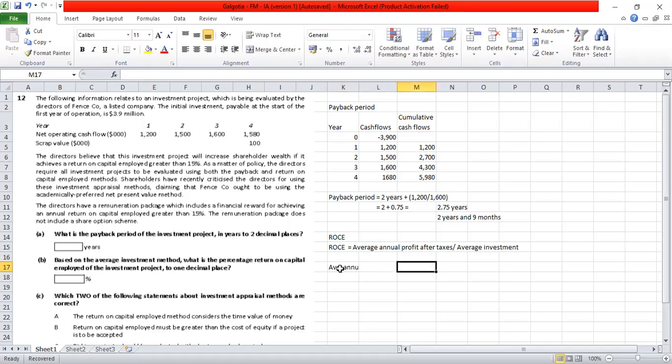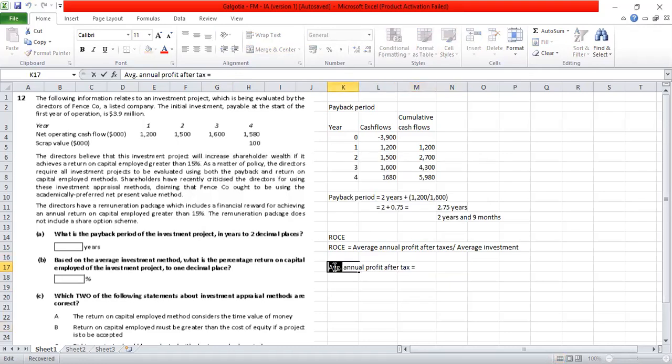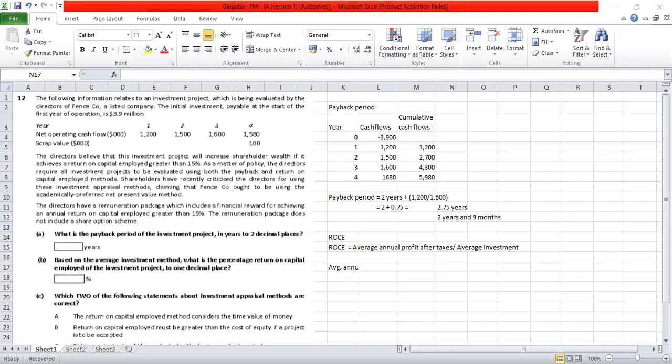Is equal to. So take the average amount. Why would it not show? I don't know why it is not showing. So take the average value of all the cash flows. What are the cash flows? I made a mistake. I'm sorry.